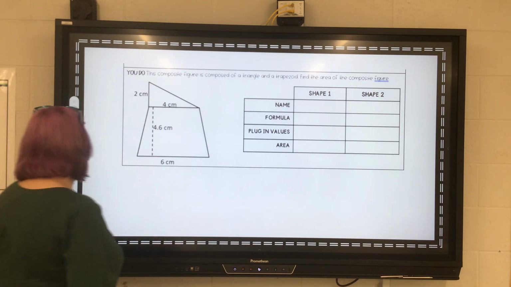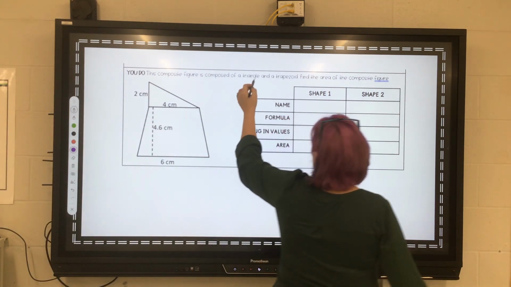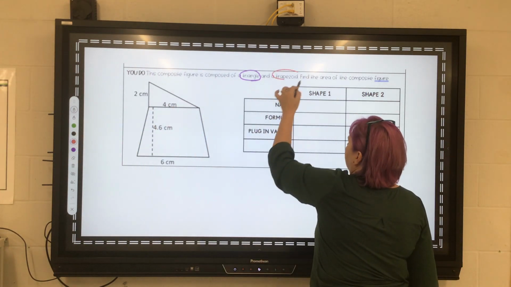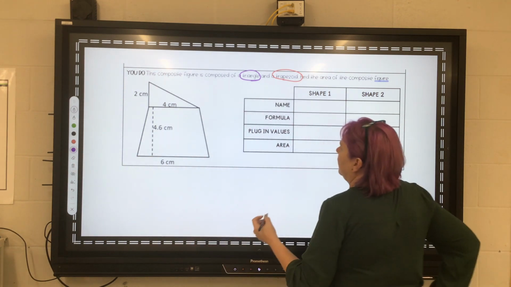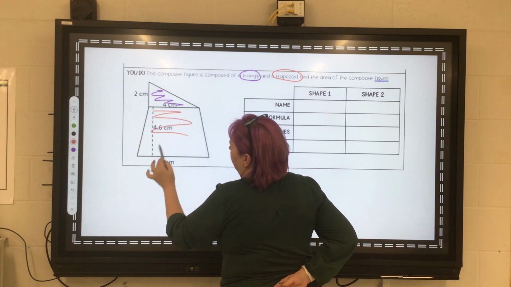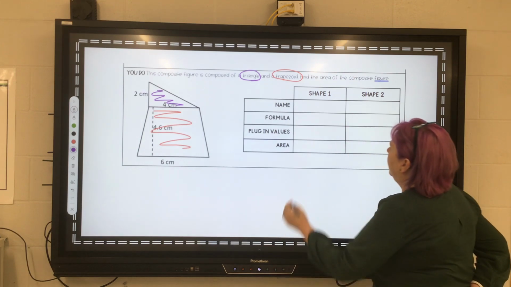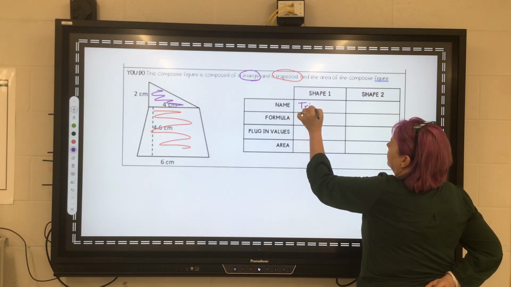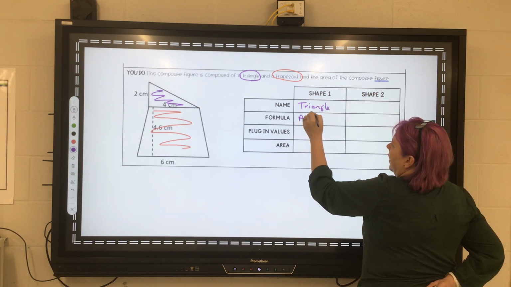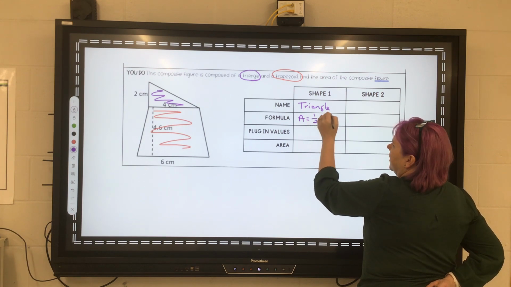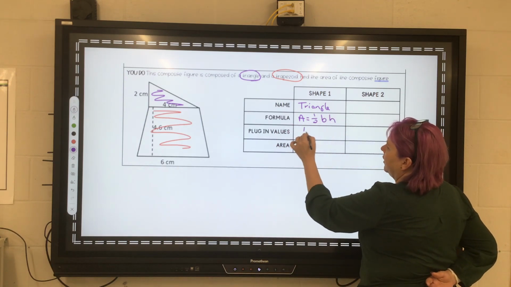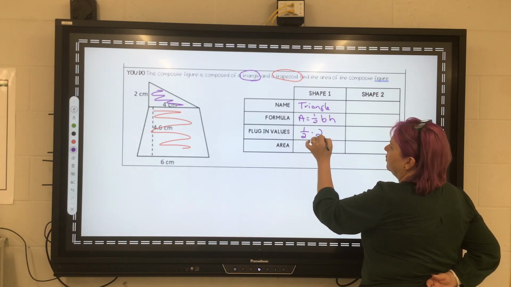This example, once again, it's telling me triangle and trapezoid. So I'm going to go through and I'm going to find my triangle, which is here, and my trapezoid is here. And I'm going to come here and label triangle. My formula is area equals half of base times height. And I'm going to plug in my values of 1/2 times 2 times 4.